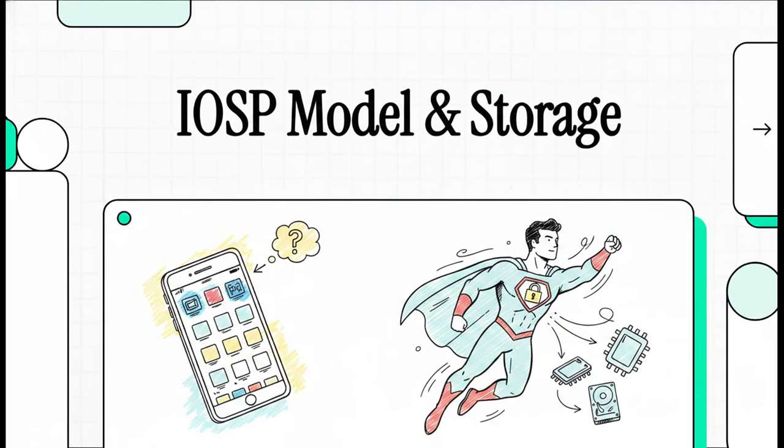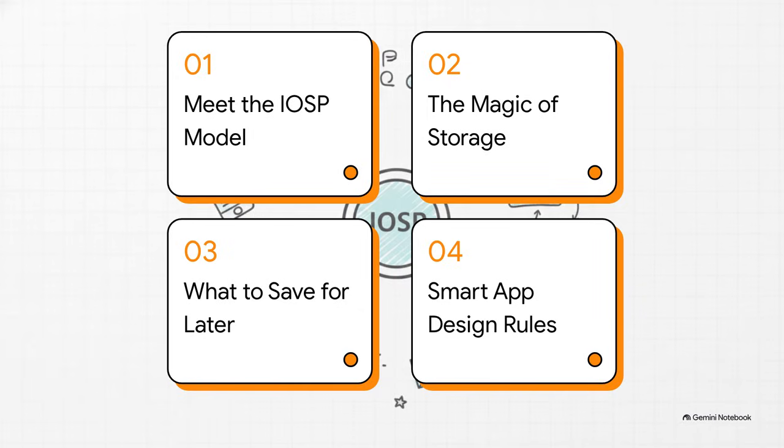Okay, picture this. You open up Netflix and it has completely forgotten your favorite genre. Every single time. Super frustrating, right? Well, that is exactly where our digital hero swoops in to save the day. Storage. Over the next 3 minutes, we're going to completely demystify the IOSP model and figure out how apps actually remember you. Here's our fast-paced roadmap.